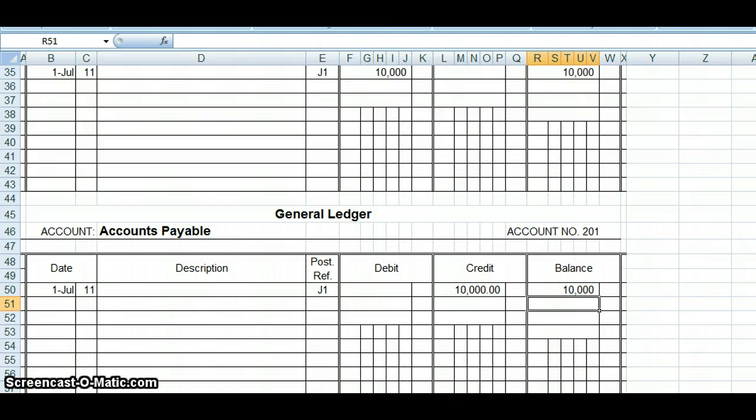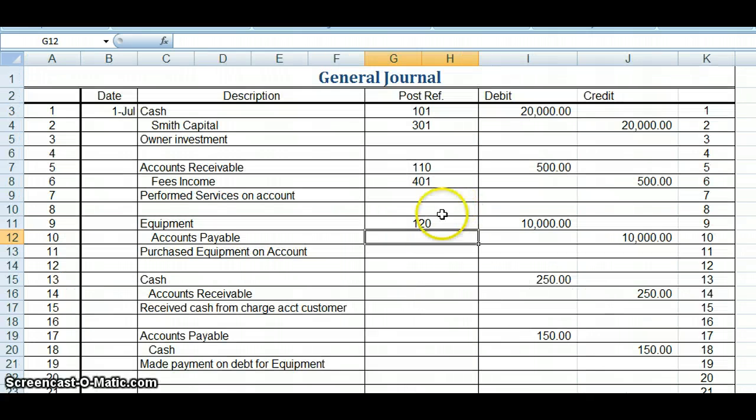So we'll come back to the journal. I'm going to put in our posting reference of 201. And we have two more transactions that we're going to put in the journal. And this is where it should get interesting because we're going to be dealing with the balance portion. We're going to see how that's changing as we put in transactions.